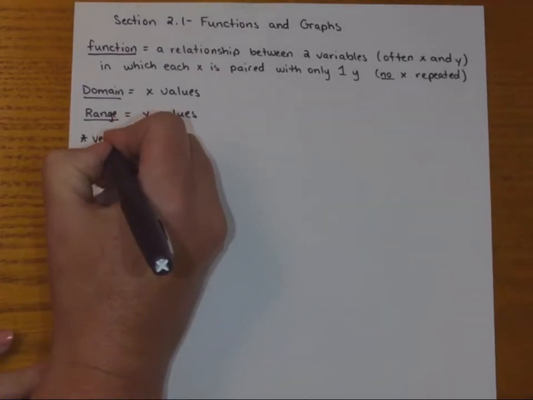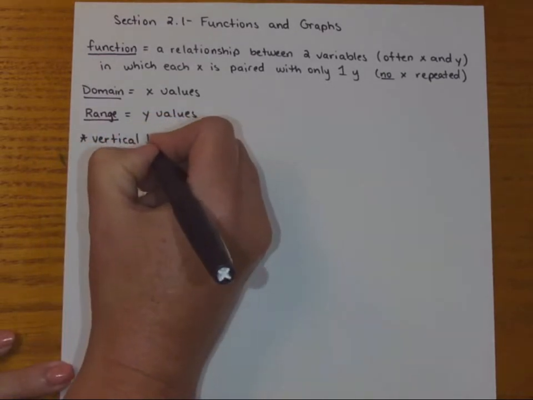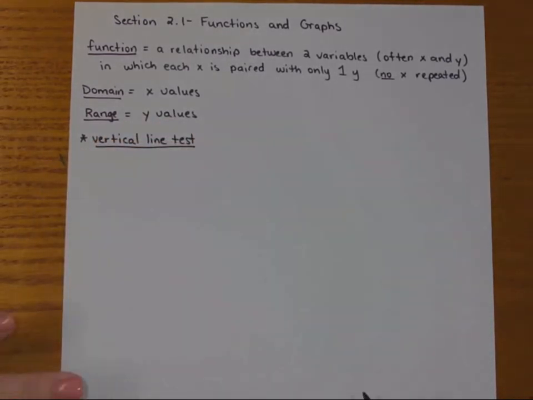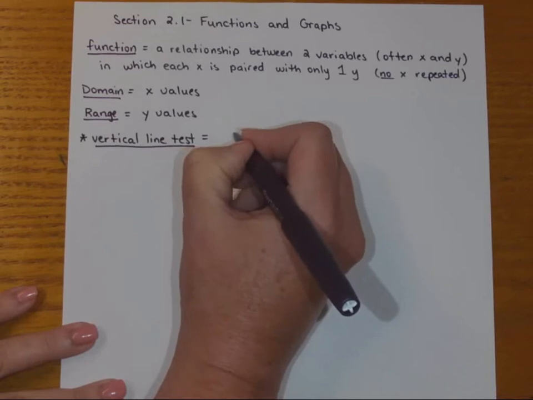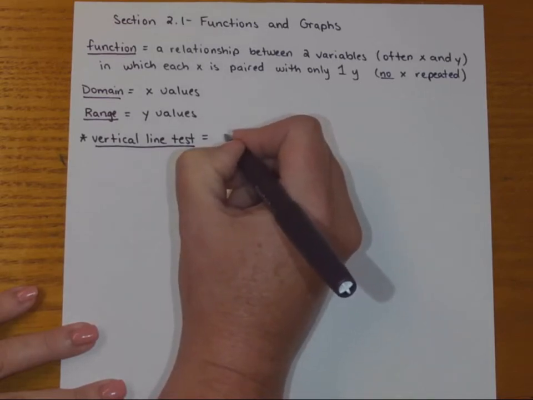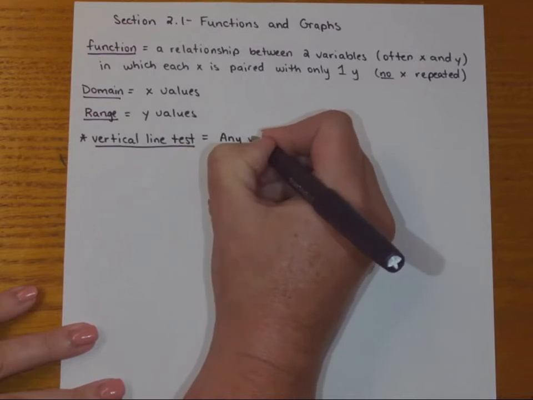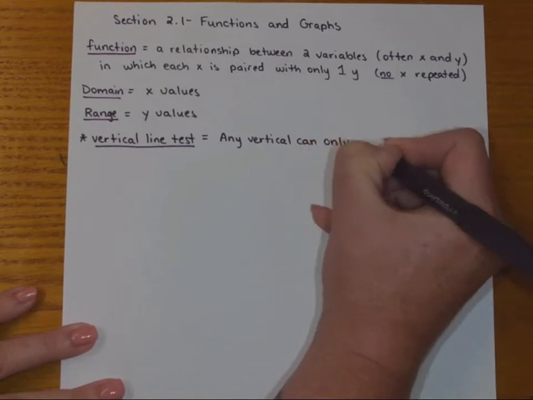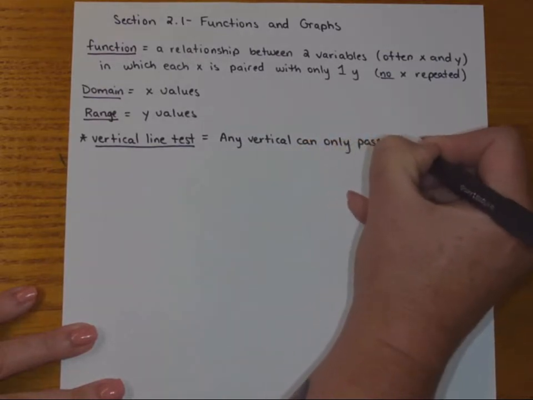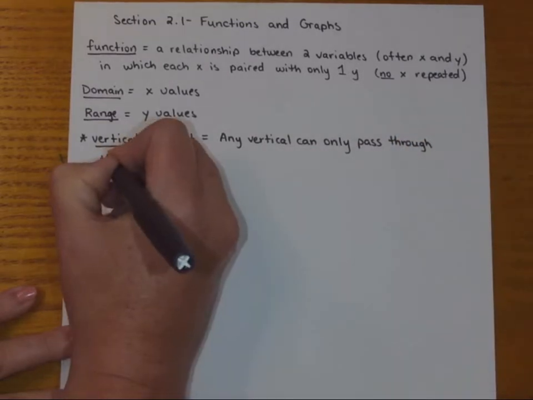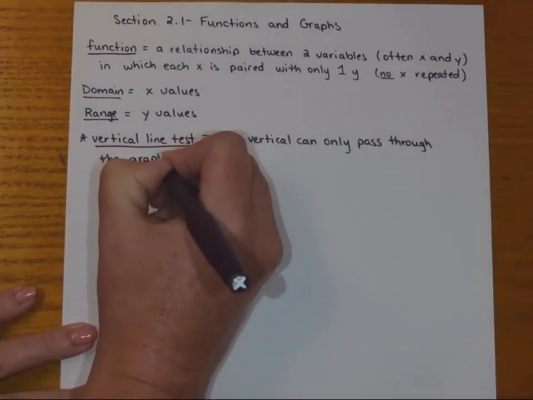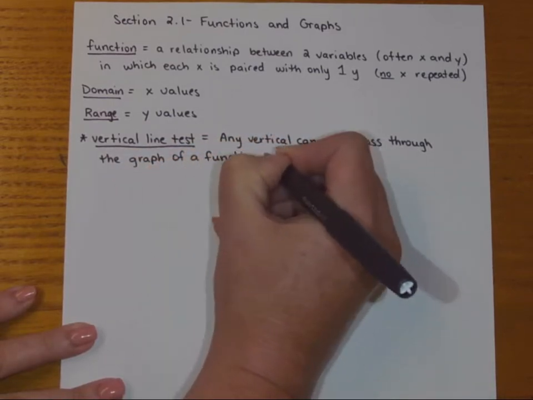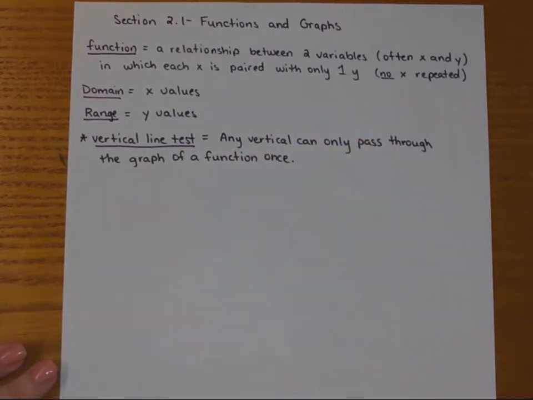So when we have a graph of any type of equation, we should be able to visually tell if it's a function through something called the vertical line test. And here's what the vertical line test basically says. Any vertical line can only pass through the graph of a function once. So if it can pass through the function more than once, then it is not considered a function.